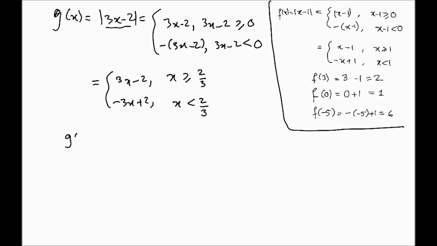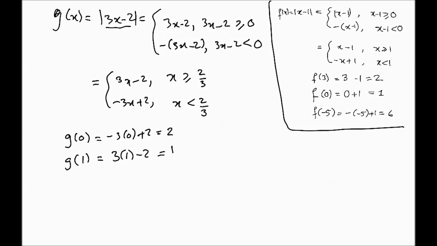Now if I want to calculate g of 0, for instance, well, let's have a look. g of 0 would fit in here because 0 is less than 2 over 3. So therefore we will use this formula. That means it's going to be minus 3 times 0 plus 2, so it's equal to 2. And if I do another example, g of 1. Now 1 is clearly greater than 2 over 3, so we will use this formula. So it will be 3 times 1 minus 2, which is equal to 1.